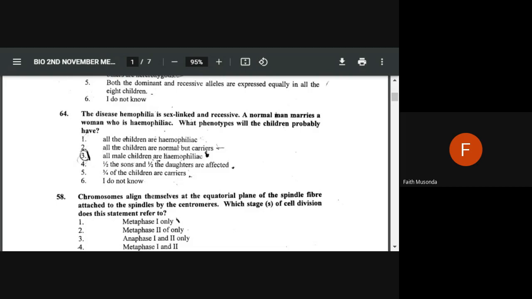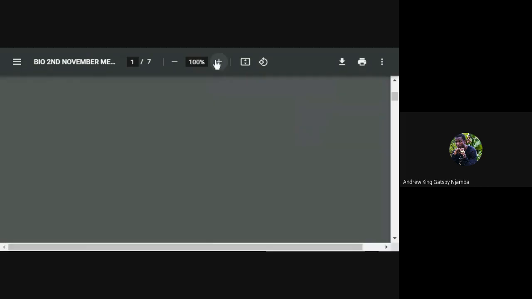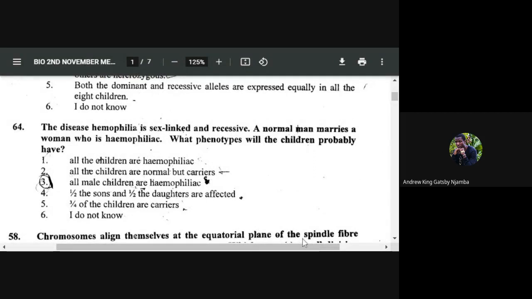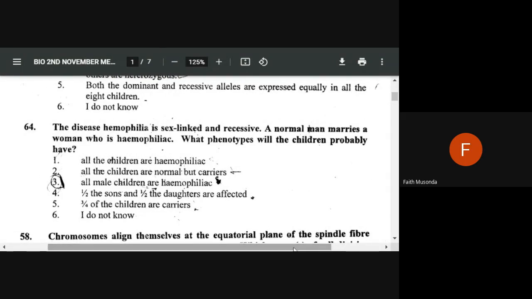Doc, I don't know if it's my network or what. The questions are not clear. Try to log out and log in. Yes, I think they are not clear, like I can't see properly. Log out and log in.